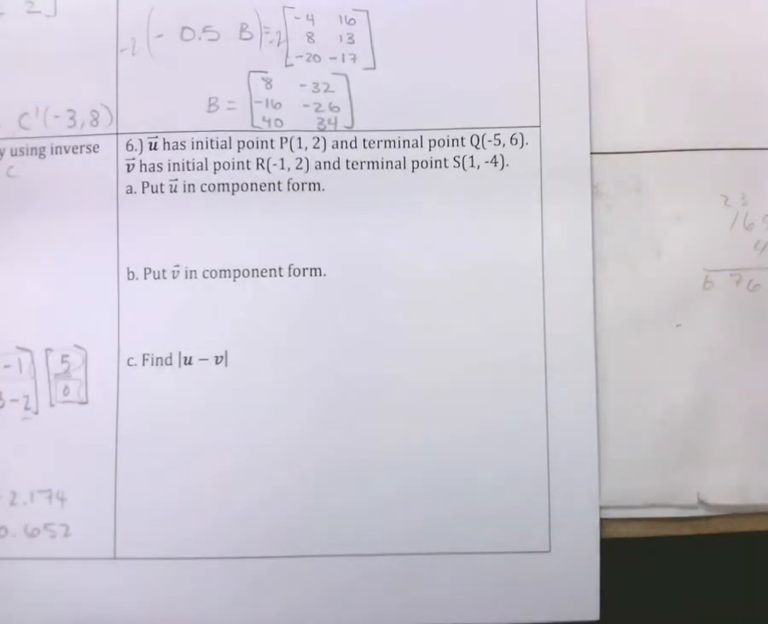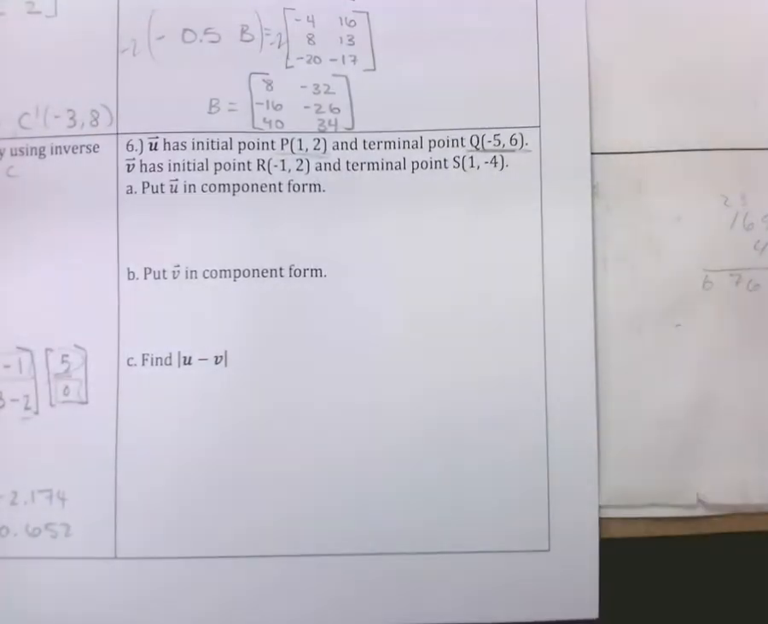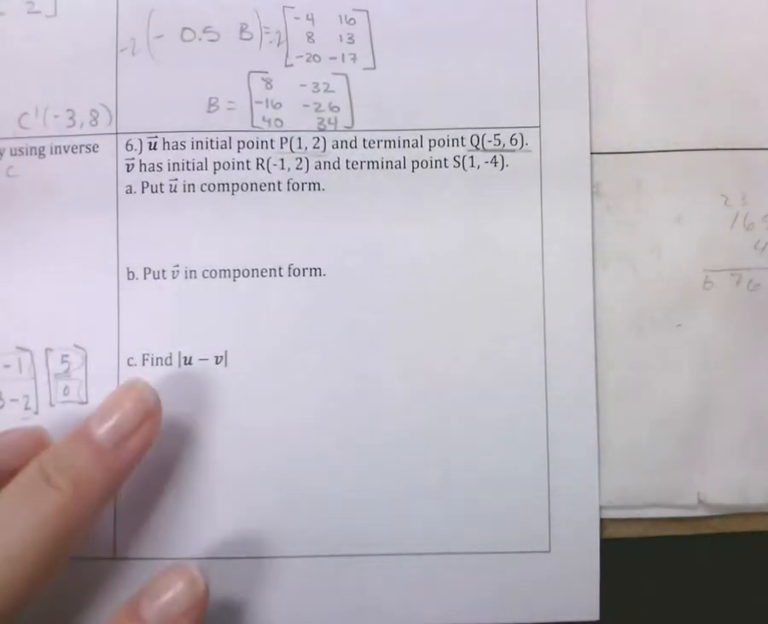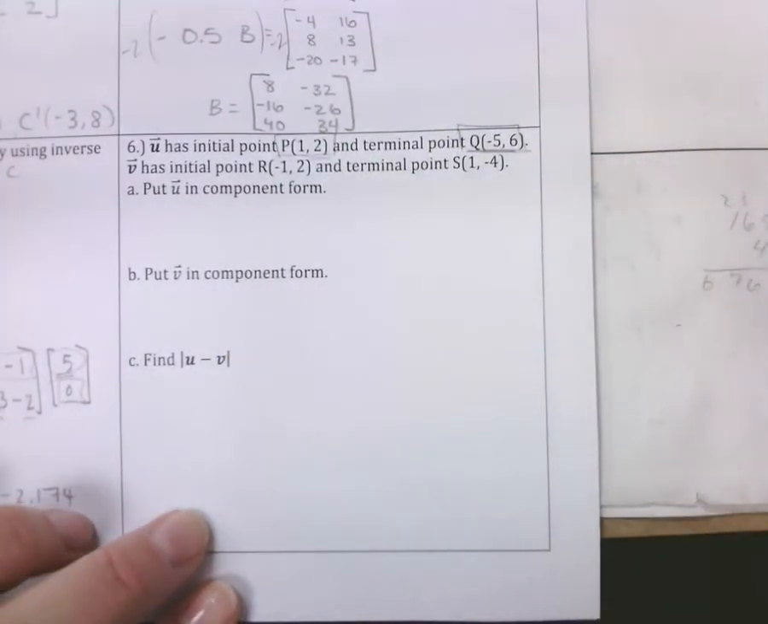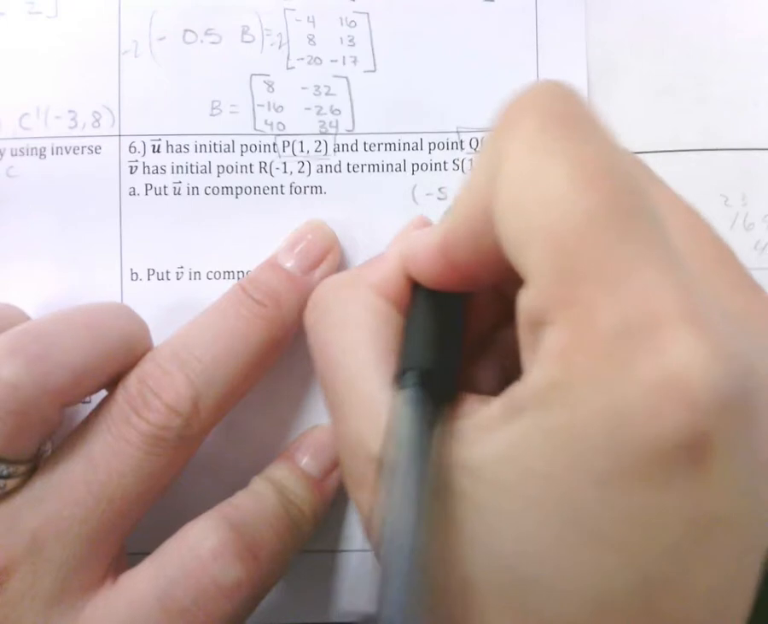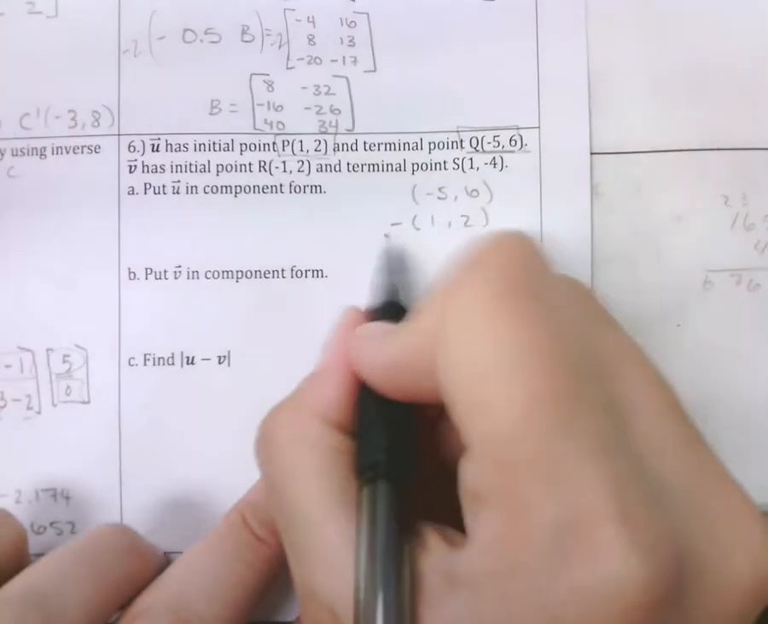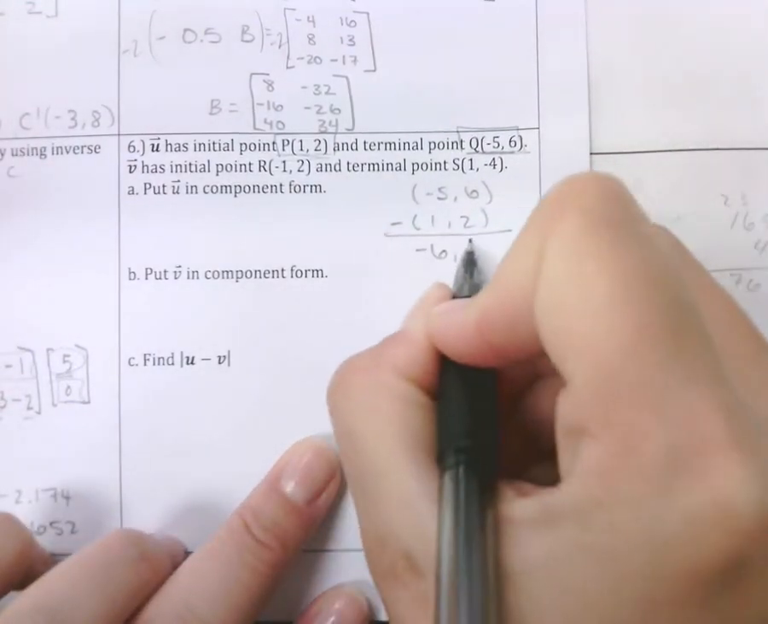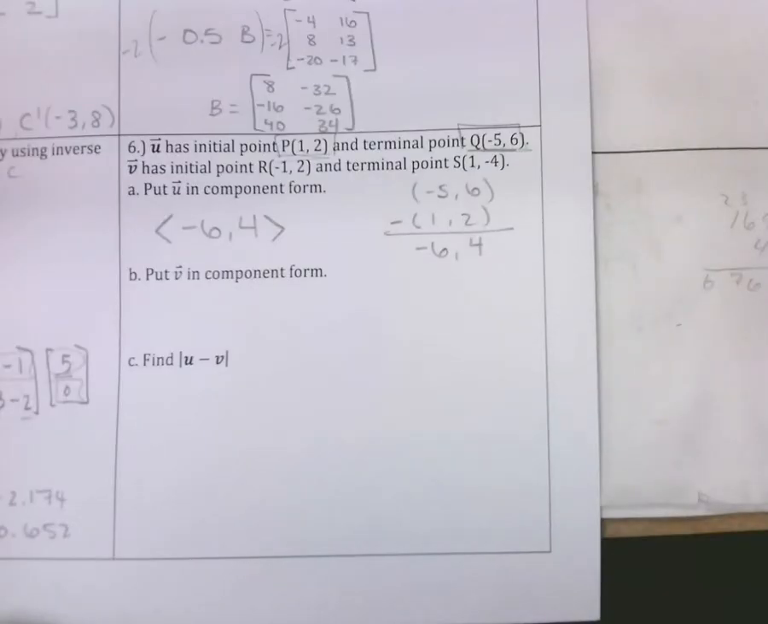Alright, so we have a vector here. To put this point in component form, we're going to subtract terminal point minus initial point. So you're subtracting that way. We get -6 and 4. That's your component form. And you put the little pointy brackets around it.